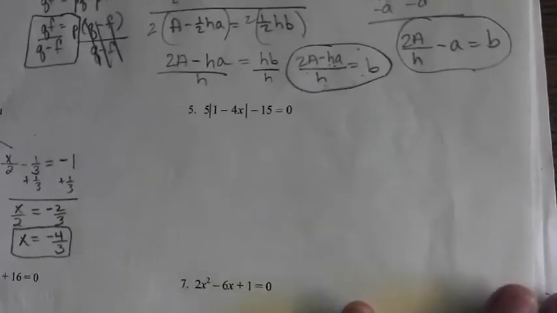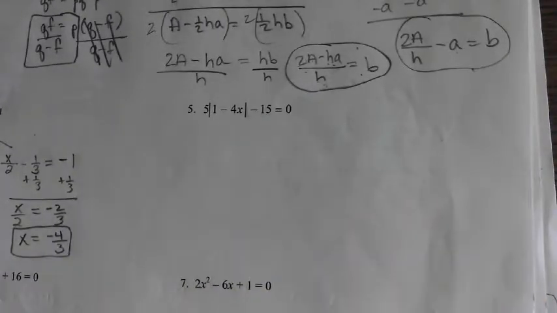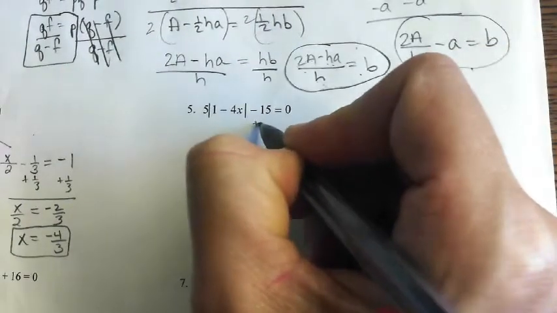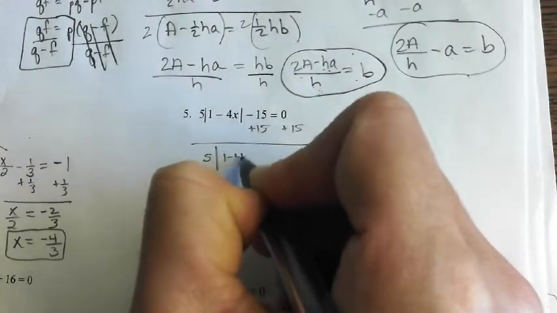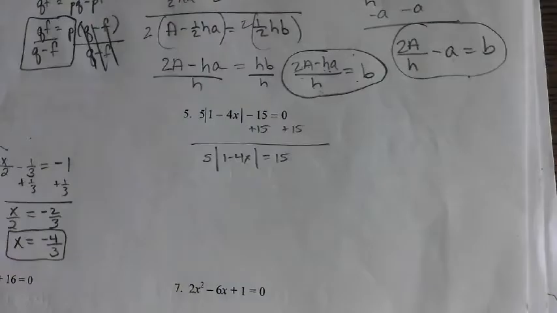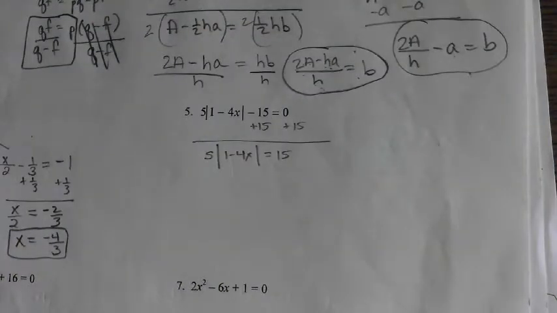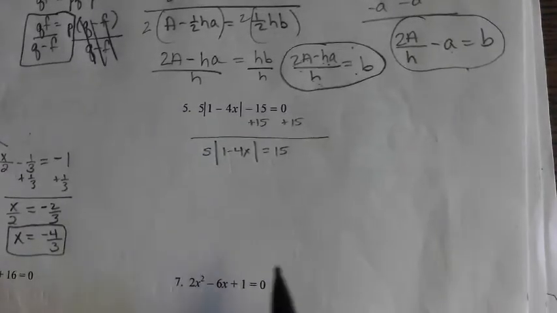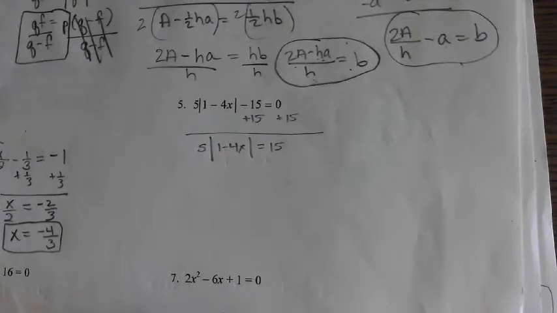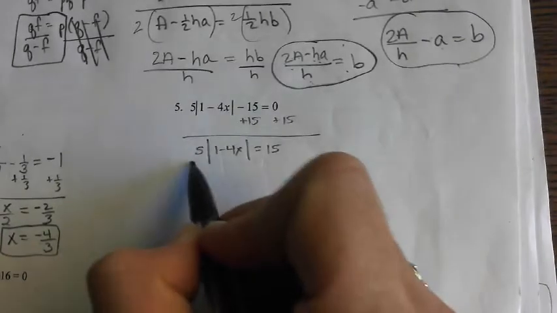Number 5 is actually easier because we lack fractions. The only thing that makes it maybe slightly harder is that you have to isolate the absolute value and get it all by itself, which is pretty straightforward. Add your 15 over. What do you think your next step is, Mike? Divide 5 over. Yep. Good.